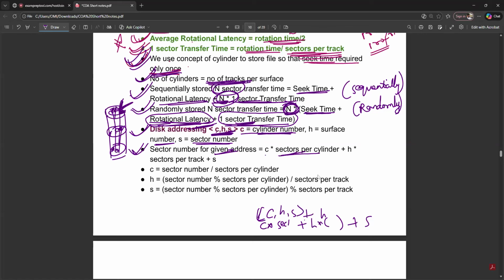Okay, plus H into, which means that now you are at the steel cylinder, right? Now which surface, how many surfaces? So H surfaces you have come across, and how many sectors? Each surface means one track. Got it? Because this is the cylinder.